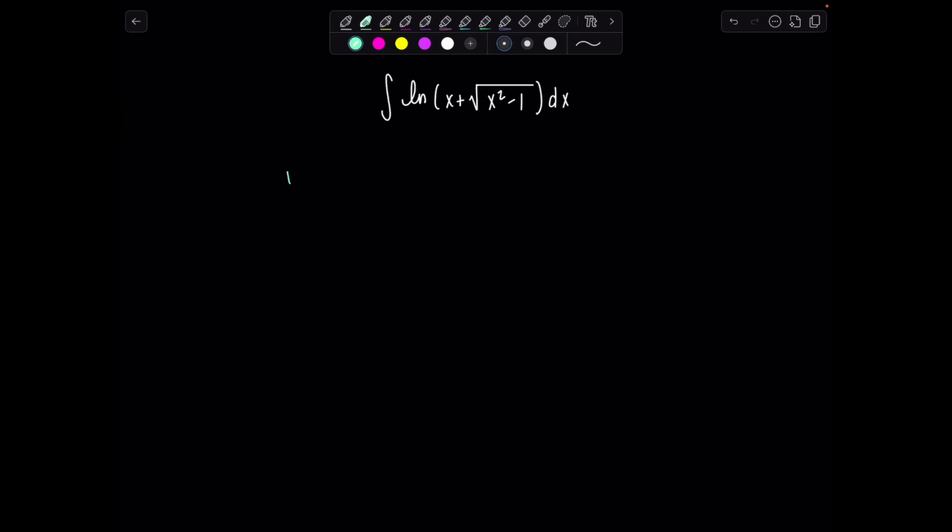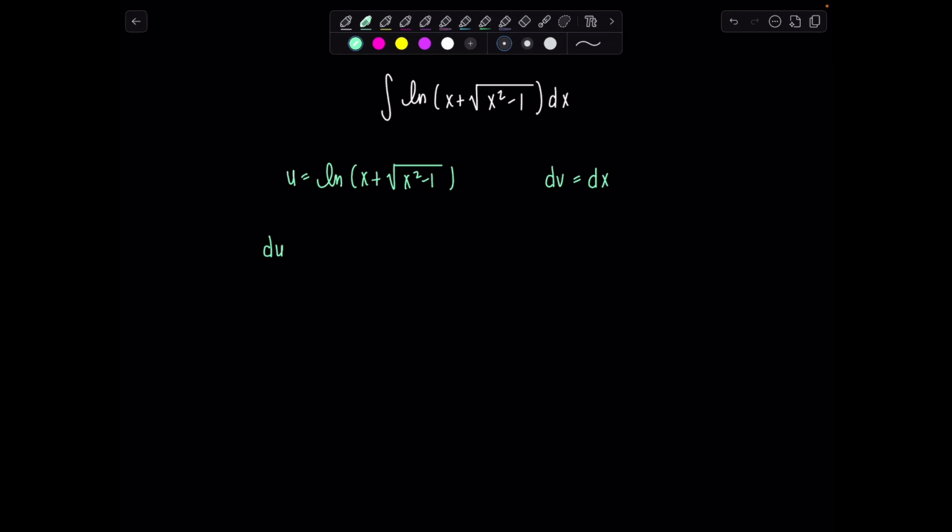So I'm going to set it up. We're going to let u equal natural log of x plus square root of x squared minus 1. And then dv is just going to be plain old dx. There's nothing left. The beauty in this problem comes from finding du. So it's going to actually take a little bit of work. Let's go through this carefully.